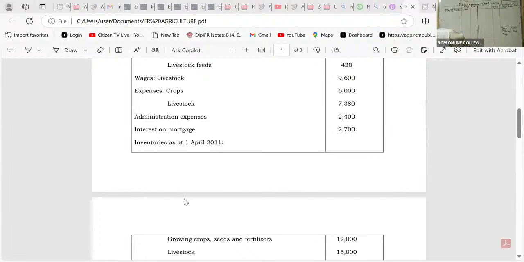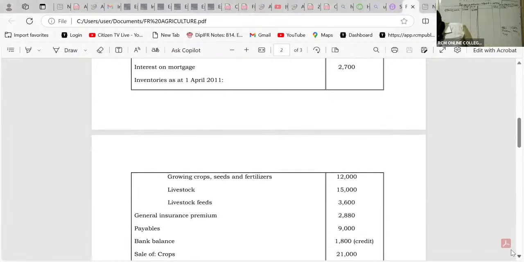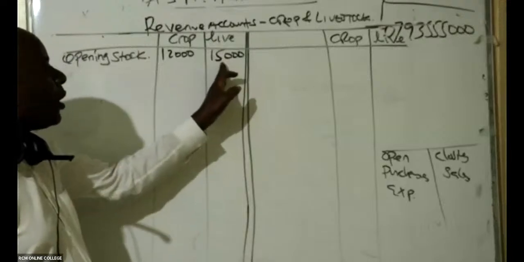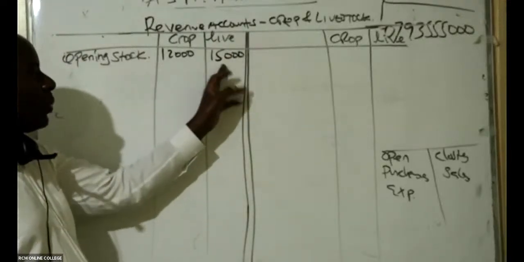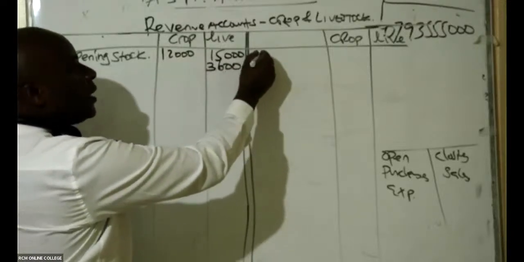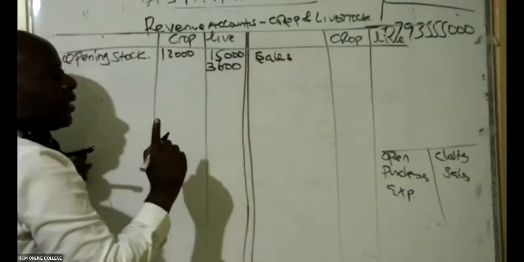Yeah, the obvious things. Like now here we have the livestock. You can see in this case, the opening stock of livestock is 15,000. Opening stock will always be debited, livestock. And then if you look at this very keenly, you'll be able to see, ladies and gentlemen, opening stock of livestock feeds. In this case, opening stock of livestock feeds, I can see 3,600. That can only come under opening stock, under the livestock. It can't be put under crop. It's very specific to the livestock. So then we have here 3,600. Let's do the obvious things.